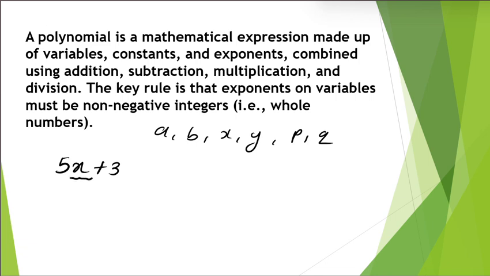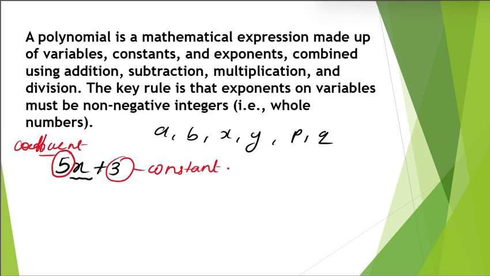Now, what is this 5? Yes, 5 is the coefficient. The number that comes along with the variable is called the coefficient, isn't it? Now, what about this 3? 3 is the constant term here. Like this, we can write a mathematical expression which is made up of variables, constants, and exponents, and we combine them using addition, subtraction, whatever be the operation in it.